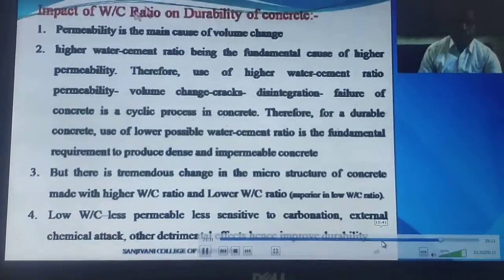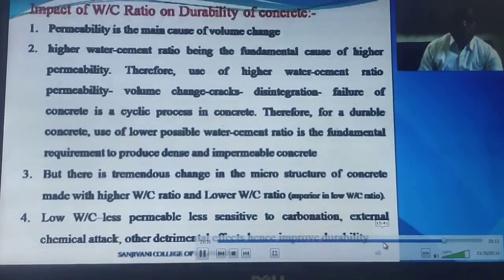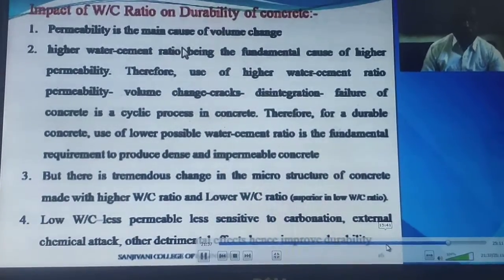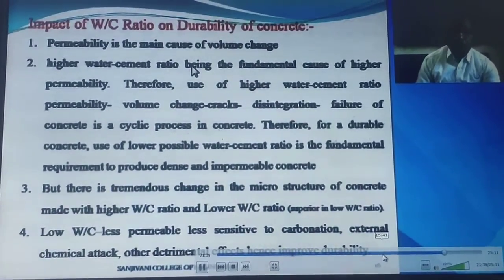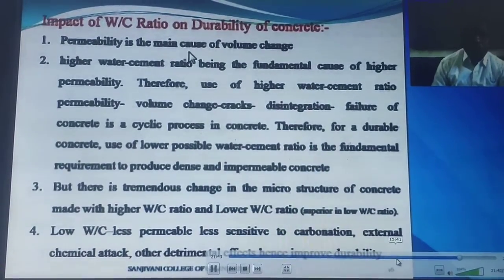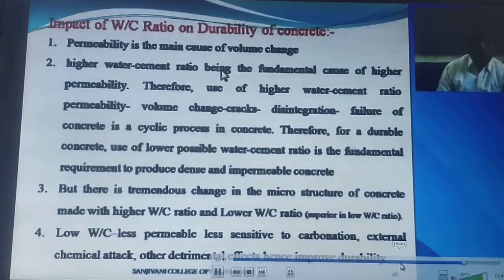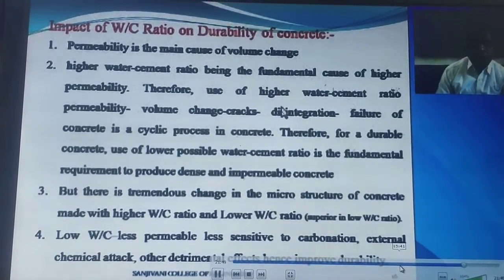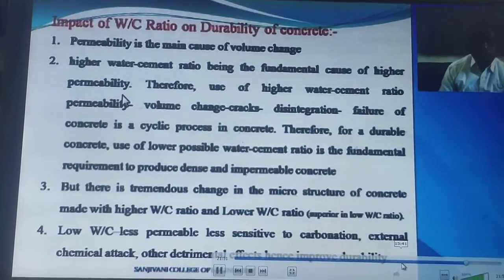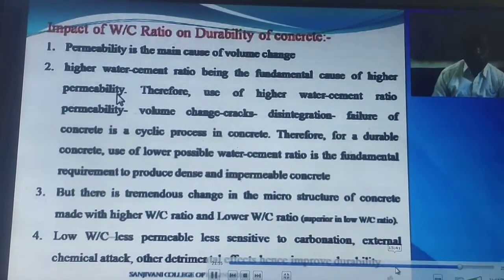Impact of water cement ratio on durability of concrete. Definitely, water cement ratio plays a very important role while designing a durable concrete. Permeability is the main cause of volume change, with higher water cement ratio being the fundamental cause of higher permeability. Higher water cement ratio means more permeable concrete.